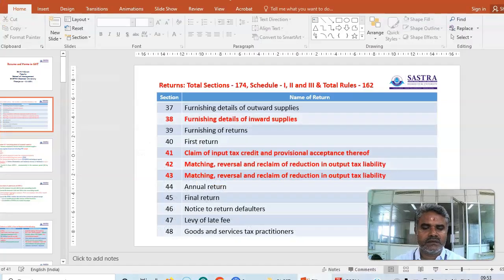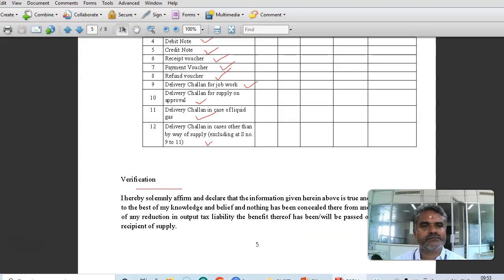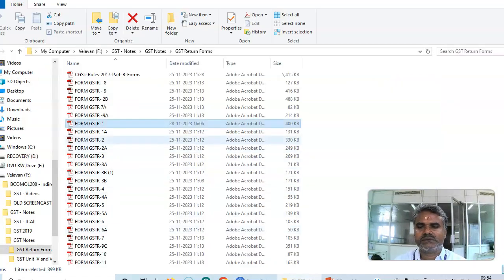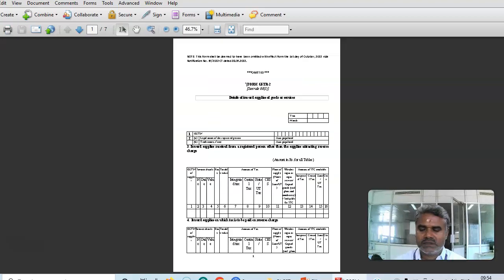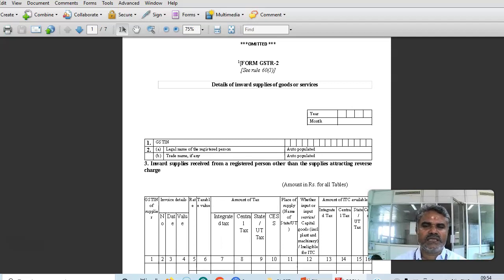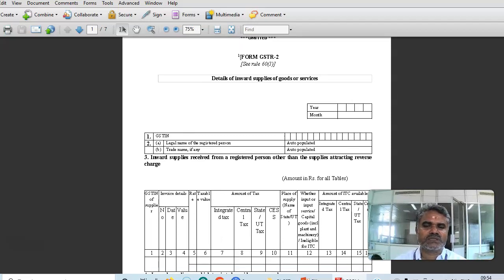Okay, then the next one is GSTR-2. I will show them one by one. This is GSTR-2, the details of inward supplies of goods or services. Inward supply means purchase. Whenever you buy a product, at that time you have to give the detailed information in this return.